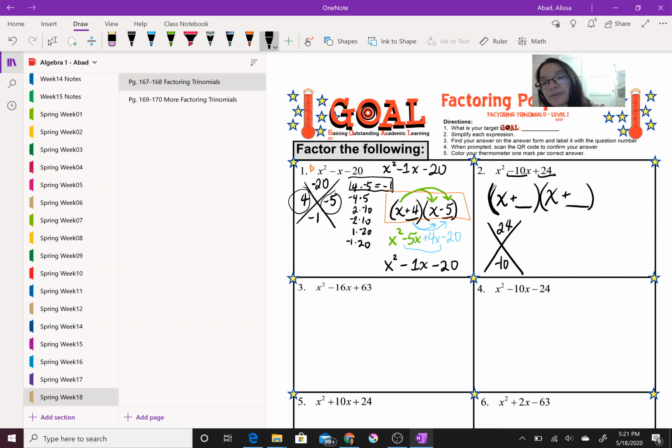Continue on with your list of factors here. Well, I know 6 and 4 make 24, but I know that adding them together is going to make a positive 10. I need it to be a negative 10. And that's already giving you a hint that you need to change the signs in some way. So actually, I could make both of these negative, and that will make a positive 24. Negative times a negative number will make a positive number. So then I have negative 6 times negative 4, that makes 24. And adding negative 6 plus negative 4 makes negative 10.